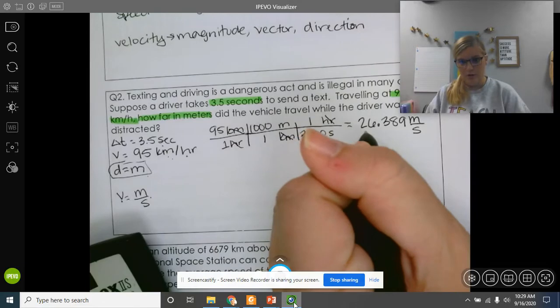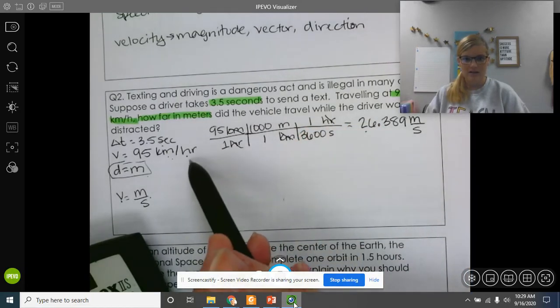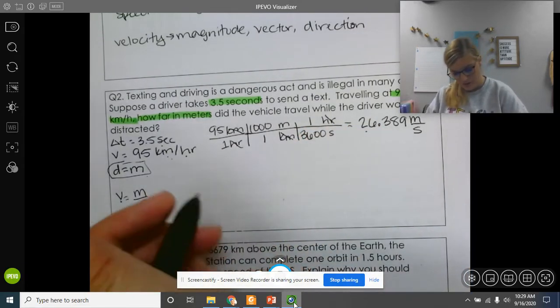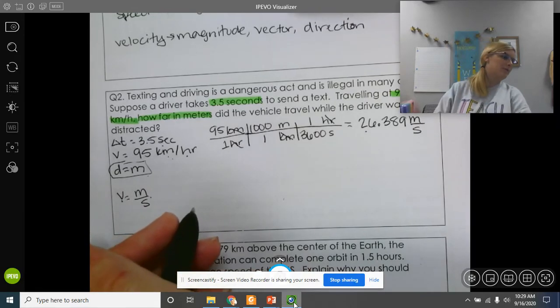So this is my new speed that my car is traveling at. So I think there's a spider in my room.